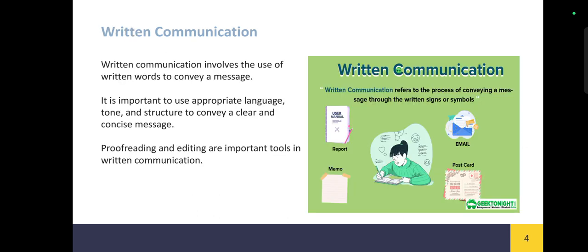Written communication. Written communication refers to the process of conveying a message through the written signs or symbols through email, postcard, memo, report. Written communication involves the use of written words to convey a message. It is important to use appropriate language, tone, and structure to convey a clear and concise message. Proofreading and editing are important tools in written communication. Now, entering to another slide.